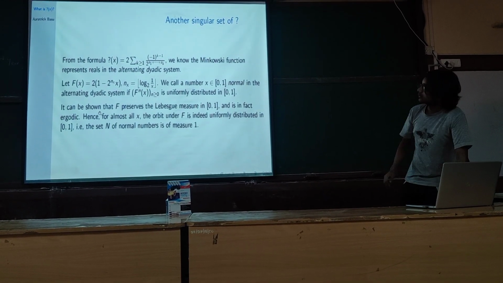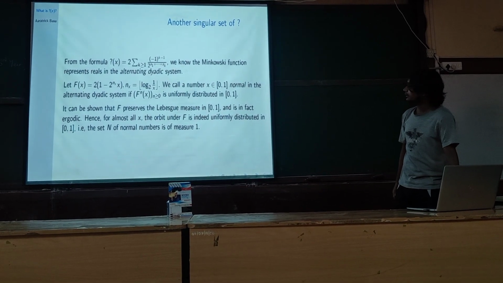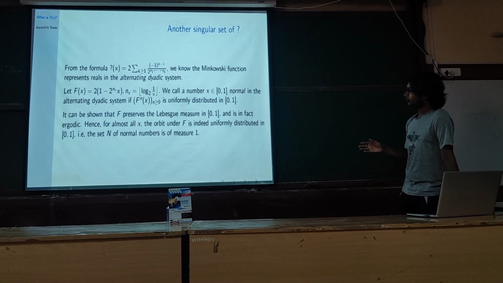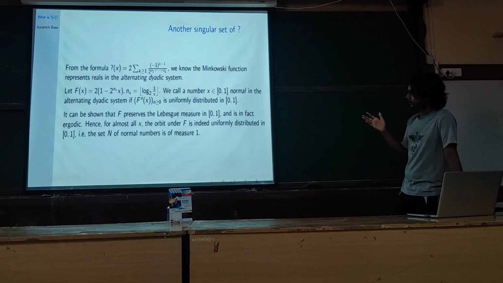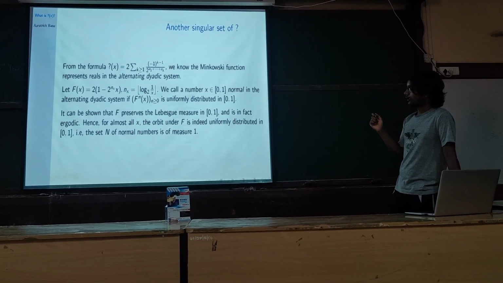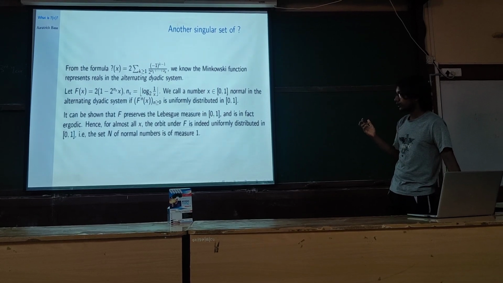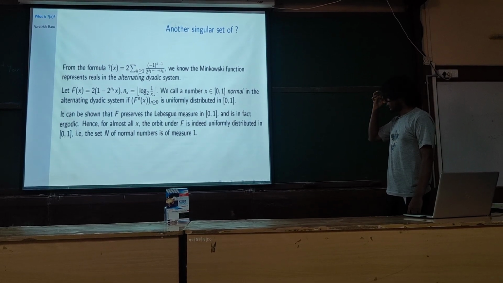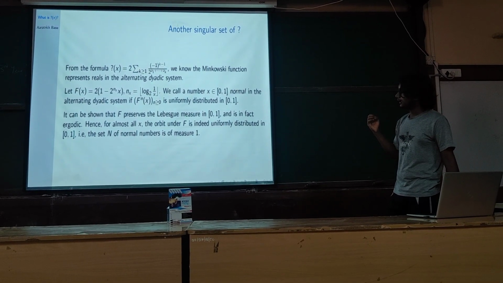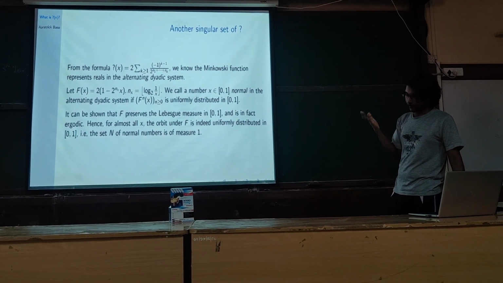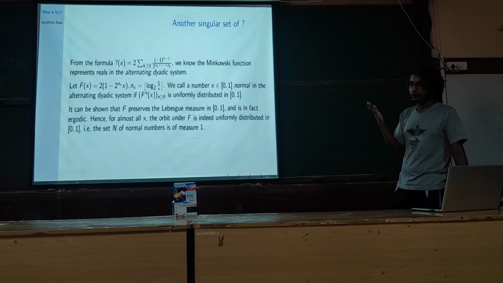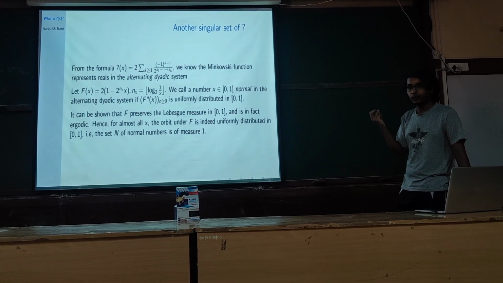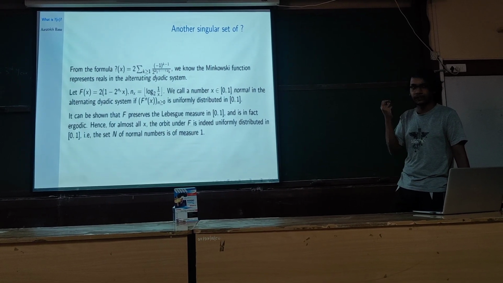And so what can be shown is that this function f preserves the Lebesgue measure and is in fact what is called an ergodic map, but we don't need that right now. A consequence of just the fact that f preserves the Lebesgue measure is that for almost all x in [0, 1], the orbit under f is indeed uniformly distributed, and hence the set N of normal numbers is of measure 1. So contrast this with the usual proof. The usual proof is purely existential, and just like here, you just have the fact that almost every number is normal in base 10, but you actually don't know for any given number whether it's normal, except for some very, very specific cases.